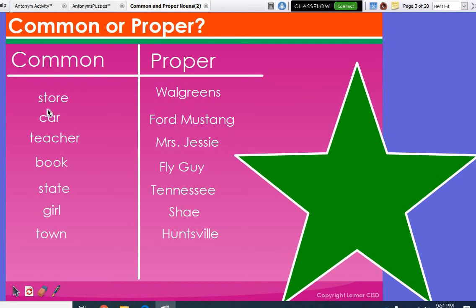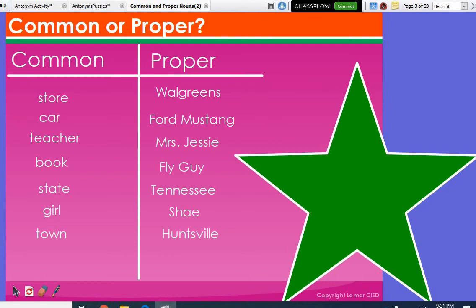All right. So do you think you know a little bit about common and proper? All right, remember, common nouns are not names. They're just ordinary, regular, common nouns. They could be anything. But proper nouns are the specific name of something, the special name of one person, or the special name of one thing, or the special name of one place. And they need capital letters because they're names. So common nouns are not names. Proper nouns are names.